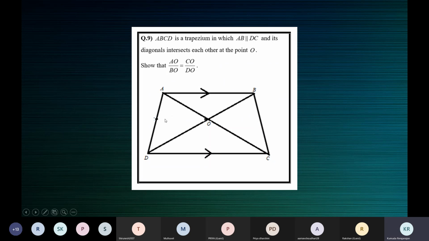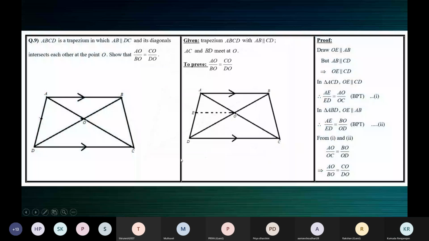So for this, we take up a construction. Through O we draw OE parallel to AB, or you can draw parallel to CD. There are two lines, AB and CD. Through O, draw OE parallel to AB or parallel to CD. Here I've drawn parallel to AB, it can be anything.